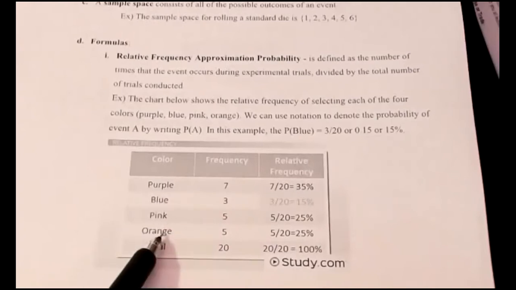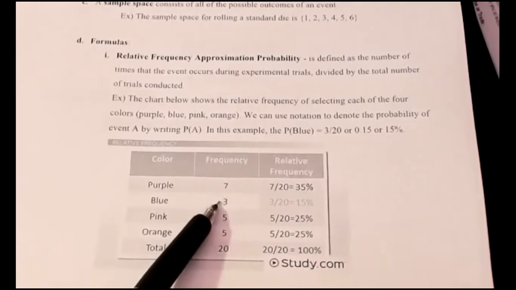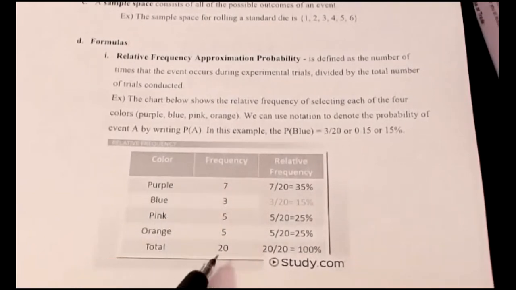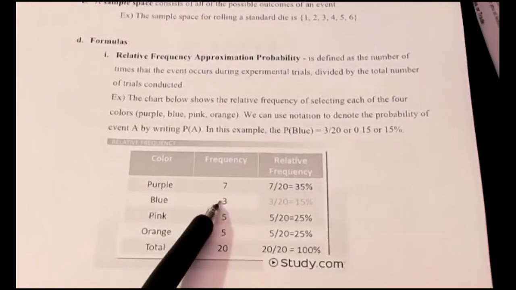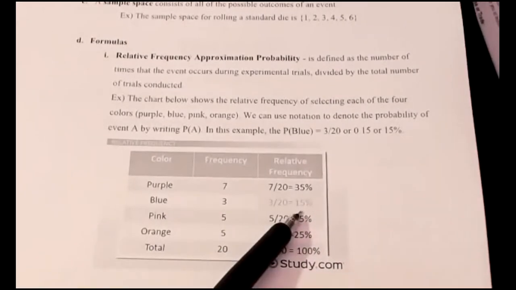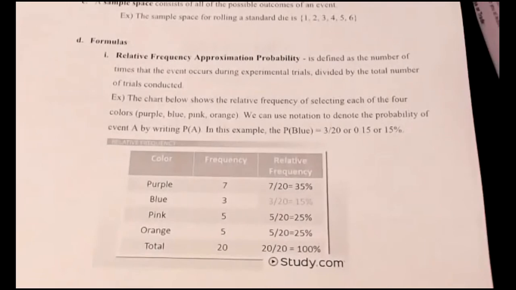Similarly, with blue or pink or orange, if you want to find their respective probabilities, you take their frequency of occurrence, how many times did you see it, over the total number of outcomes in the experiment. So for blue, you have 3 out of 20, which means that blue occurs 15% of the time. Any questions on that concept and that tying together of relative frequency and likelihood, probability? Beautiful.